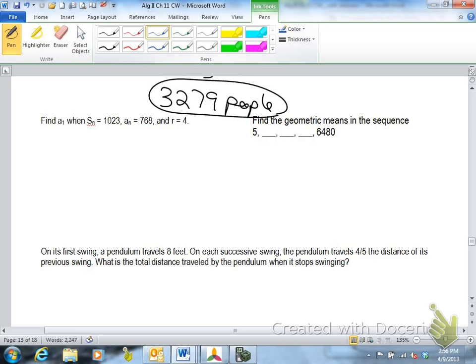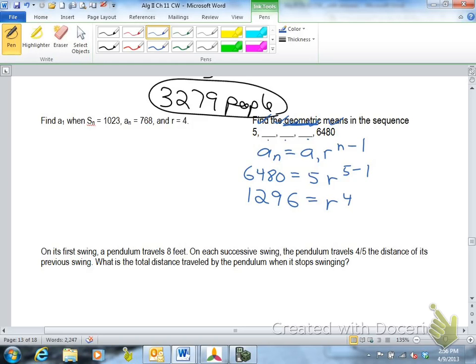Geometric means, if you have 3 missing terms, you have to figure out the missing terms. It's geometric, so you're going to use the geometric sequence formula. a sub n is the last term. a sub 1 is the first term. You're solving for r. And n is the number of terms: 1, 2, 3, 4, 5 terms. So 5 minus 1. When you divide by 5, you get r to the 4th equals 1296. And the 4th root of 1296 is 6.